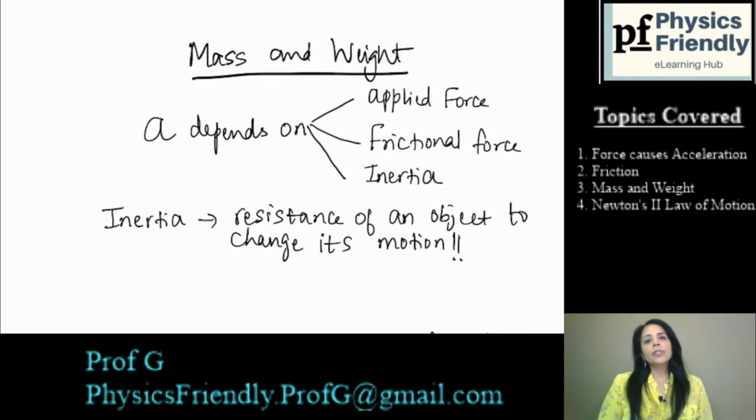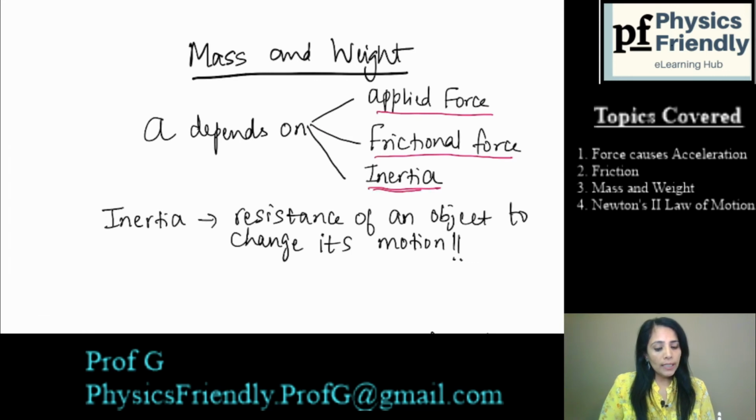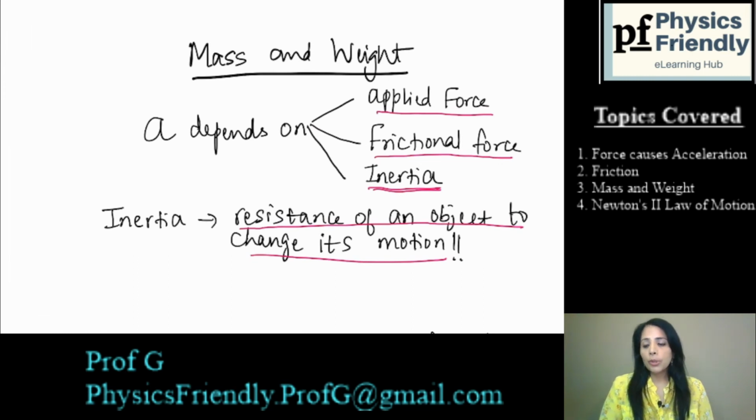So now let's look at the difference between mass and weight. Before moving there, let's look at acceleration. We know acceleration depends on applied force. Force causes acceleration. Then an object can slow down because of the frictional force. So definitely, acceleration is dependent on the frictional force. Now, the third important one is acceleration is also dependent on inertia. Now, what is inertia? Inertia is just the resistance of an object to change its motion. So greater the mass, greater will be the inertia of an object.